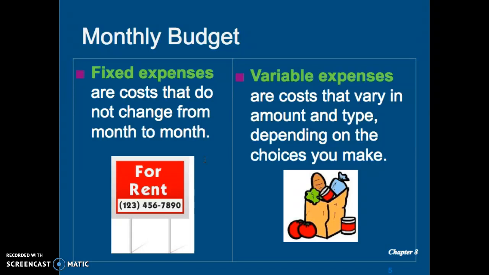Groceries are definitely a variable expense. One month you have a family party, so you have to buy a lot of food. The next month you're out of town, so you don't have to buy any food. So these are definitely 2 things to consider when you're creating your monthly budget, and 2 things to be aware of.